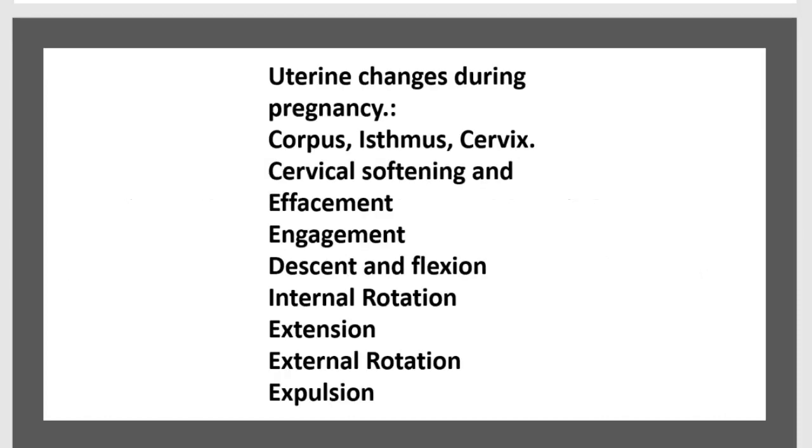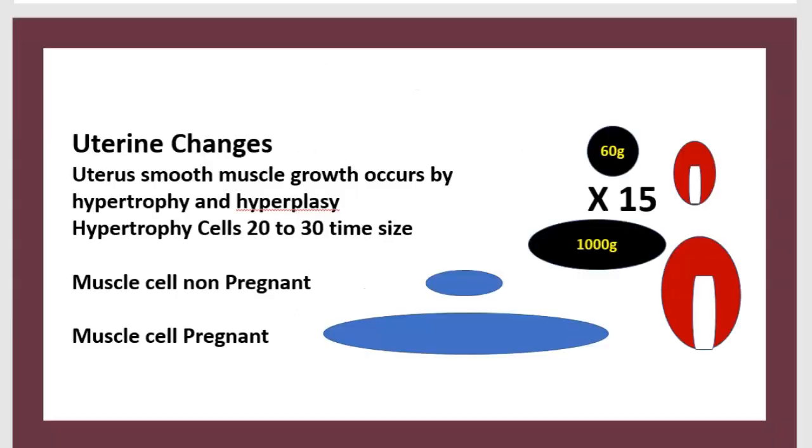We will deal successively with uterine change during pregnancy for the corpus, isthmus, and cervix, the cervical softening, effacement, engagement, descent and flexion, internal rotation, extension, external rotation, and expulsion.